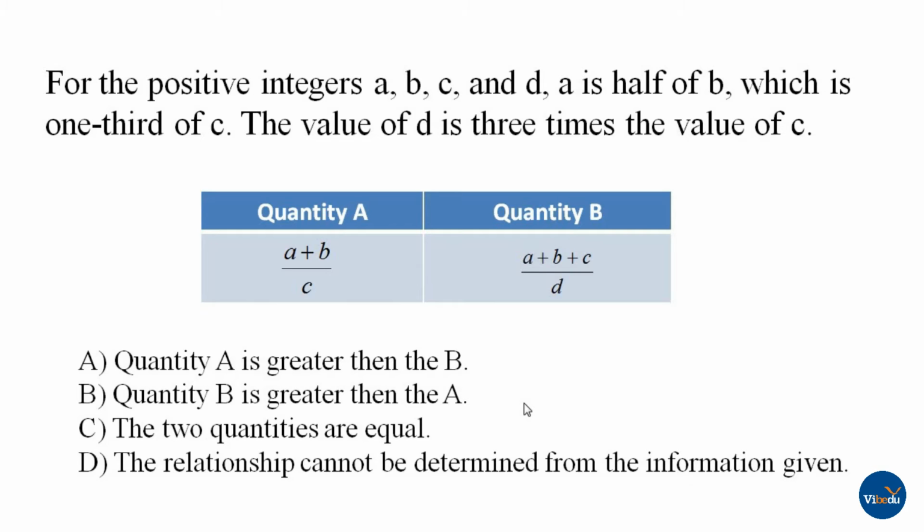Now let's discuss a compare quantities question. For the positive integers a, b, c and d, a is a half of b, which is 1/3 of c. The value of d is 3 times the value of c. Quantity A is (a plus b) divided by c. Quantity B is (a plus b plus c) divided by d. They are given different options.